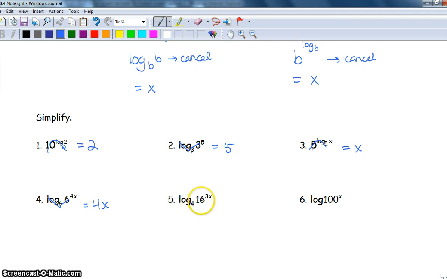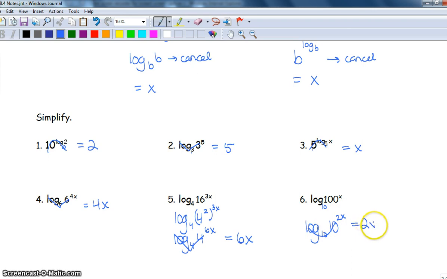Now the 4 and the 16, they don't cancel. Always look, like the last chapter, to rewrite. I can rewrite 16 as 4 squared raised to the 3x, which gives me log base 4 of 4 to the 6x. Log base 4 and 4 cancel, and I'm left with 6x. Just like here, we assume a base of 10 since no number is given, so that's log base 10. 100 is 10 squared, so that's 10 to the 2x, so that cancels, and we're left with 2x.